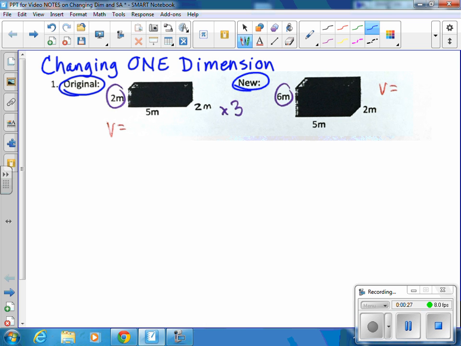Now, if you recall in class, we already did a couple things here. We already figured out that the part that changed, in this case, was the height. So the 2 meters for the height here became 6 meters here. We also realized that that was a scale factor of 3. We're multiplying by 3 to get the new height. So now that we know that information, we're going to figure out the volumes of both of these prisms and then see if there's any kind of correlation there.